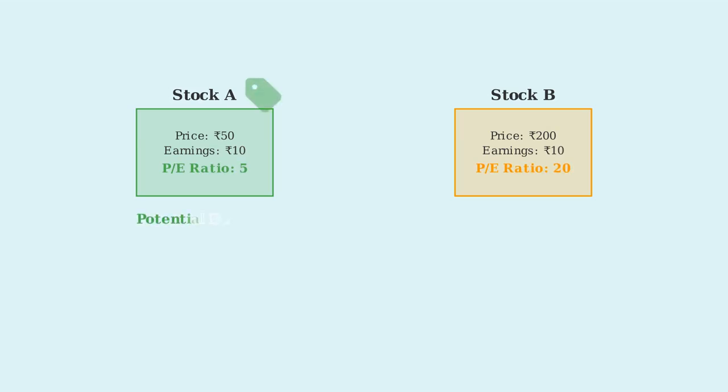The first interpretation is undervaluation. Look at these 2 stocks with identical earnings of 10 rupees. Stock A costs only 50 rupees, while stock B costs 200 rupees. Stock A might be a bargain. You're getting the same earnings for much less money.